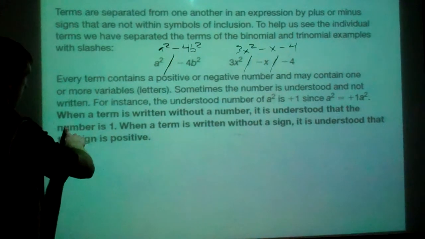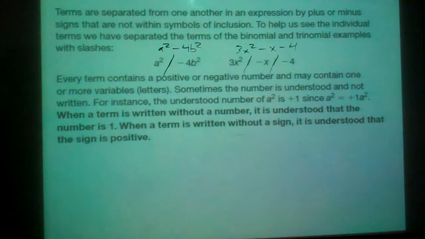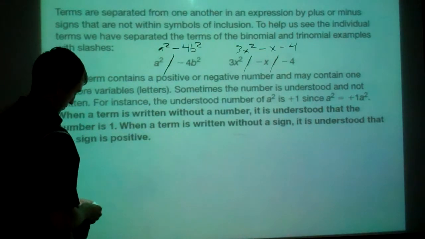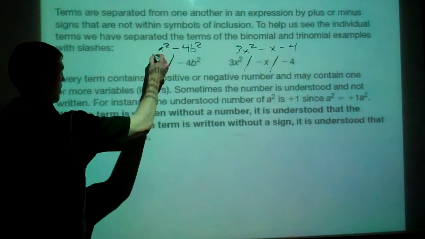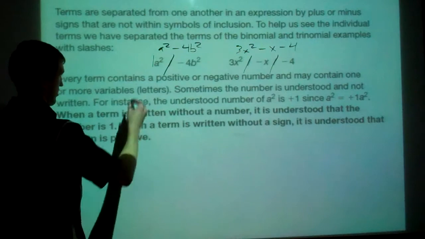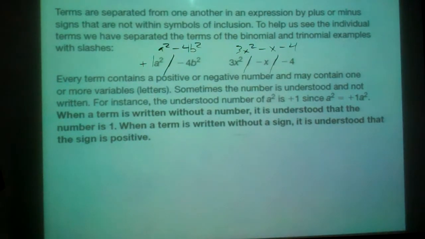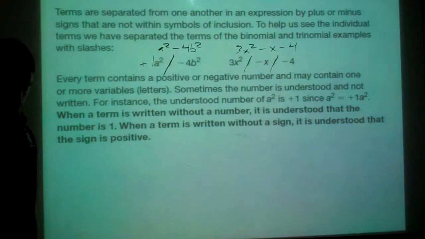So, again, when a term is written without a number, it is understood that the number is 1. When a term is written without a sign, it is understood that the sign is positive. So for instance, in this term, there would be a 1 in front of this one that we don't see. It's also positive. The only time it's negative is if you see a minus sign in front of it.